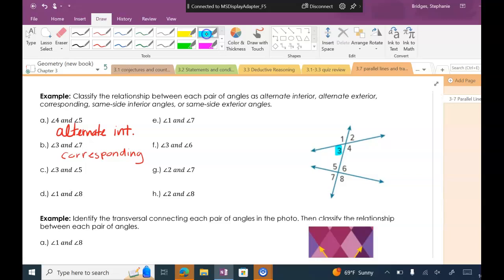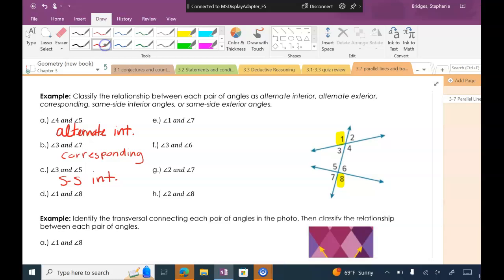All right, what do we think about 3 and 5? What would those be? Interior. Which ones? Same side or alternate? Same side. So same side interior angles. We'll put same side. Because it's either alternate interior or same side interior, so I have to know which ones. When we learn relationships with them tomorrow, they're going to have different relationships too. So we need to make sure we identify those.